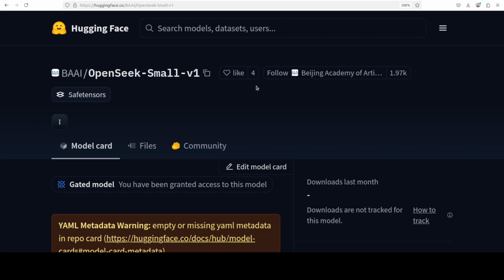But let me know how you go with it if you are trying it out. But pretty good start. And I'm more than sure that they are going to release more versions of this OpenSeek. It seems like a start to me at the moment.